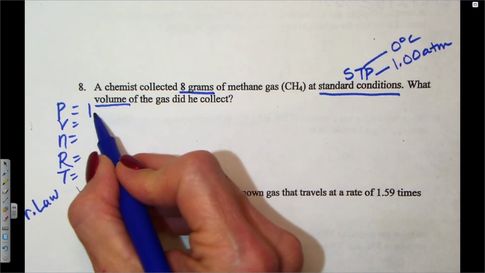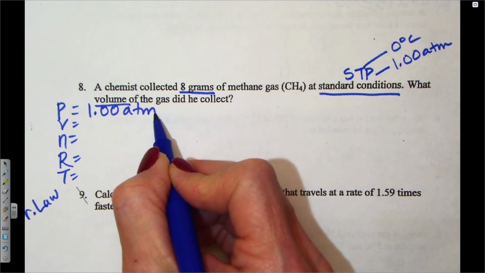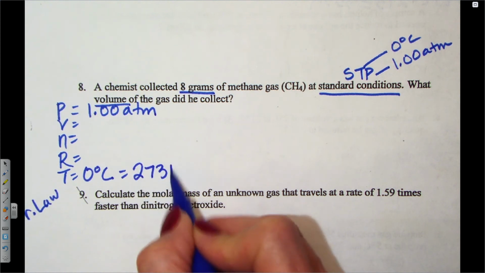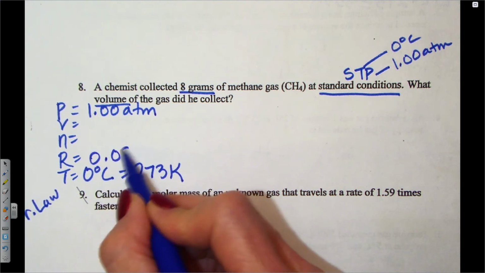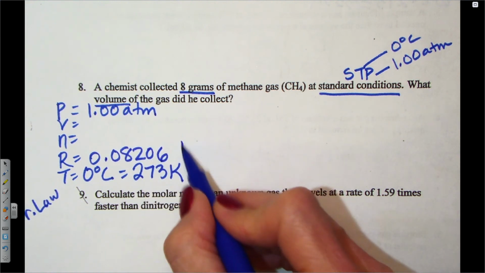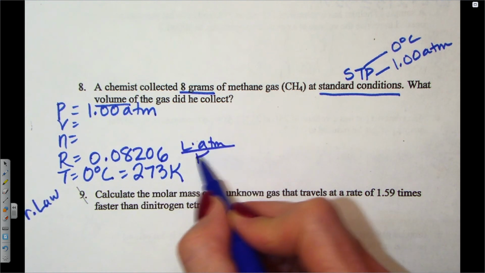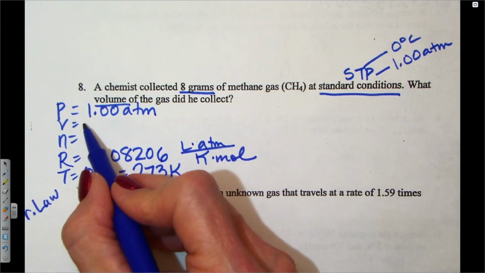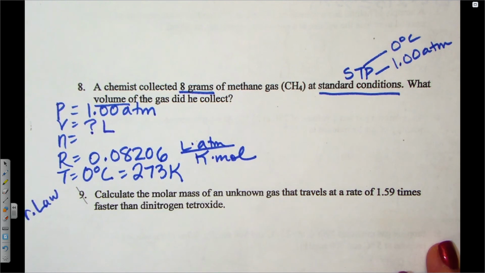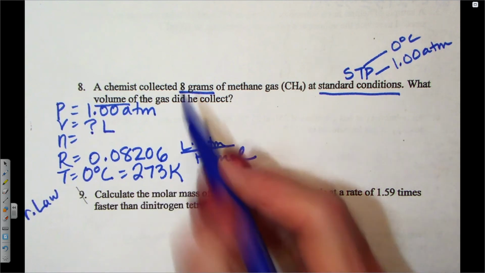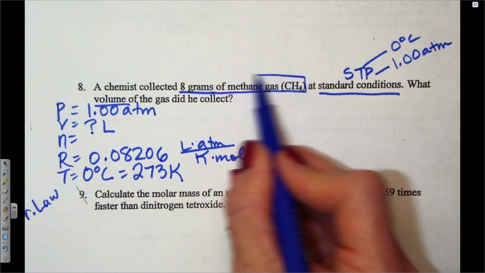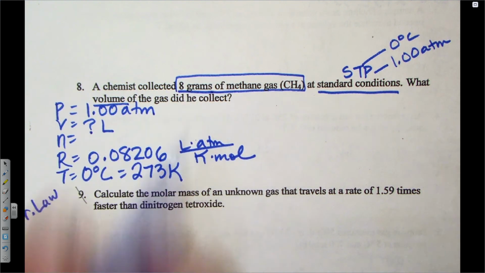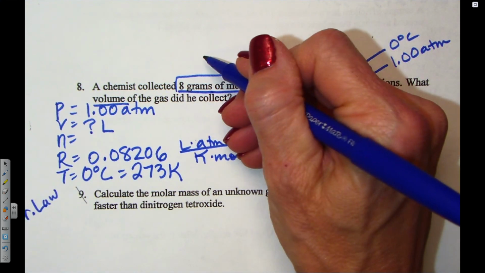Standard pressure, 1.00 atmospheres. Standard temperature, 0 degrees Celsius, which is 273 Kelvin. R is 0.08206 liter atmospheres per Kelvin mole. And the volume is what we're looking for. So that's going to be in liters. So I need moles. Well, notice they told me how many grams of methane I had. So we're going to be able to convert 8 grams of methane to moles of methane, and then we'll have our moles.